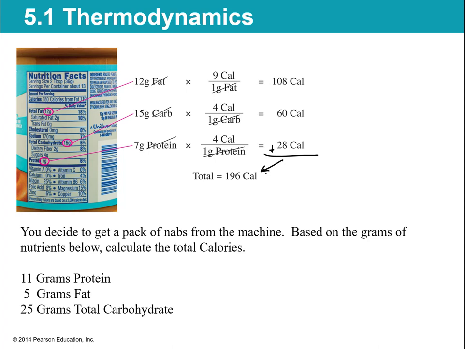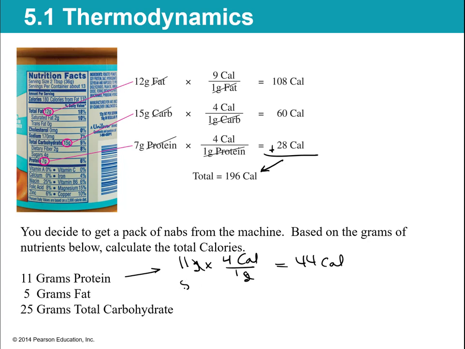So if you decide to get a pack of nabs from the machine, based on the gram nutrients below, calculate the total calories. So if there's 11 grams of protein, what would I multiply that times? It'd be 4 calories per 1 gram. So notice grams and grams would cancel, because the 4 is calories per gram. So this one would be 44 calories.